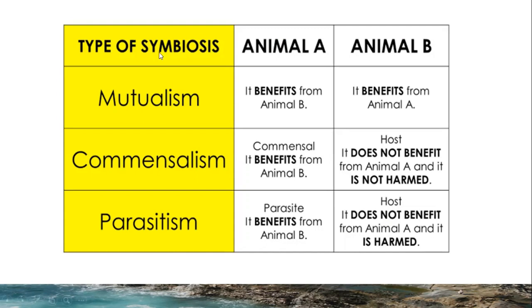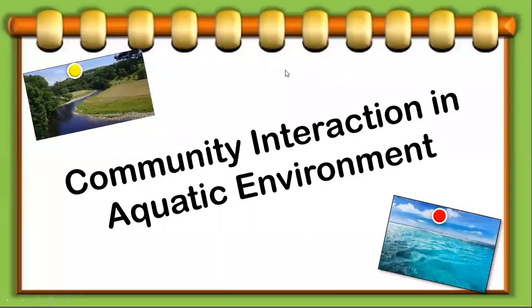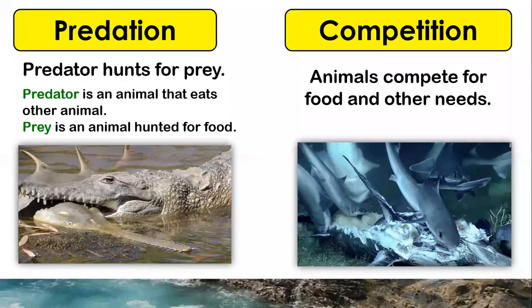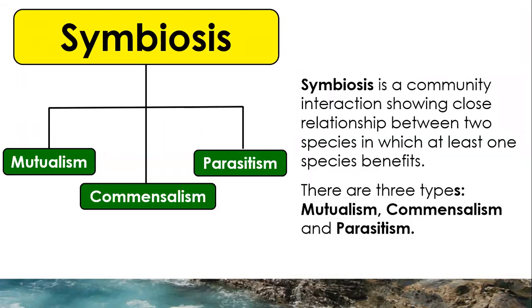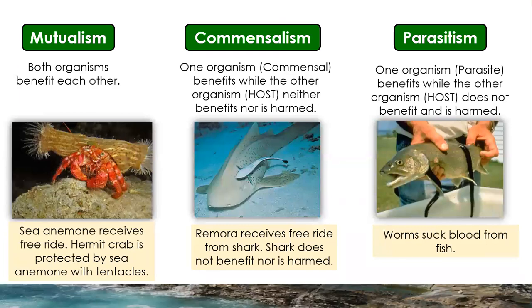Try to look at the keywords. Commensalism: not harmed. But for parasitism, it is harmed. So that is the difference between the two, so that you will not be confused between commensalism and parasitism. Okay, let us recap. We have community interaction in aquatic environments: predation, competition, and symbiosis, wherein there are three types of symbiotic relationship: mutualism, parasitism, and commensalism.